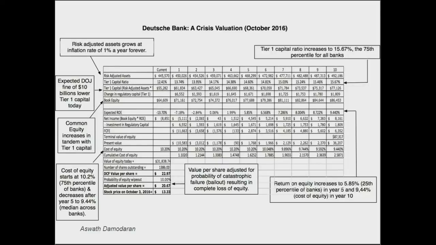I did this valuation right after they got a chop on the neck from the U.S. government, which fined them $15 billion. This is in 2016, for their role in the 2008 crisis. Remember, a $15 billion fine for a bank means your book equity is going to collapse, your regulatory capital is going to go through the floor. People were freaking out at the time I was doing this valuation. The Deutsche CDS had jumped through the roof. People were worried about default. There was talk about the German government stepping in.